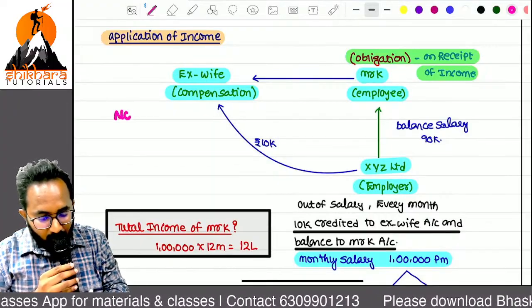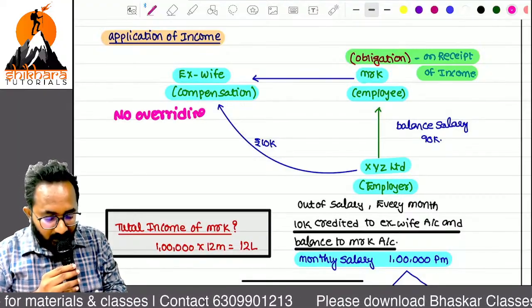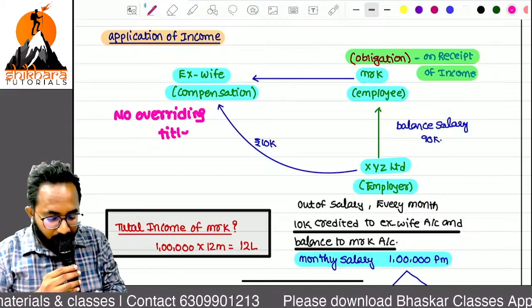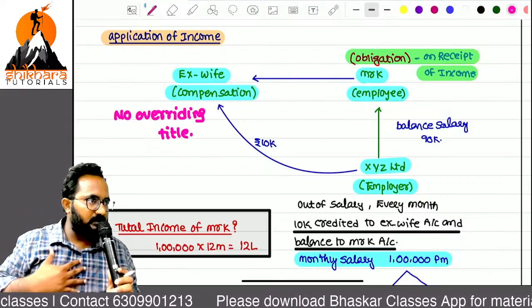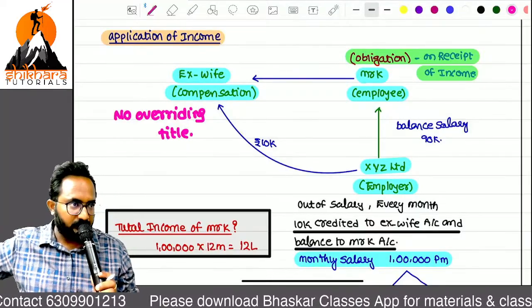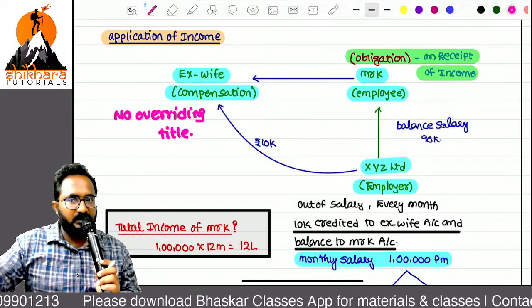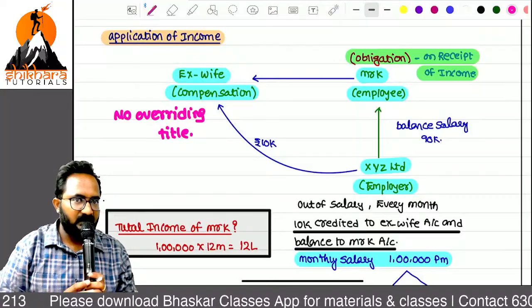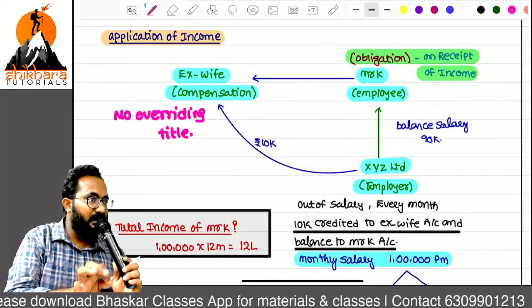So the ex-wife has no overriding title over my salary. If I work, they will give me the salary, and out of the salary I can transfer some amount to the ex-wife. If I do not give this compensation, she can go to the civil courts, etc. and claim that compensation. But there is no overriding title.